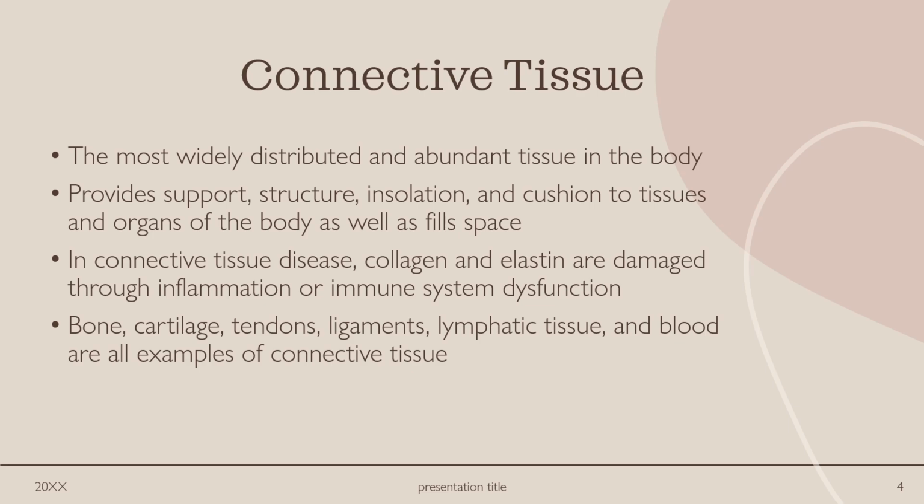Connective tissue is the most widely distributed and abundant tissue in the body. It will provide support, structure, insulation, and cushion to tissues and organs of the body, as well as fill space. In connective tissue disease, collagen and elastin are damaged through an inflammatory process or an immune system dysfunction. Bone, cartilage, tendons, ligaments, lymphatic tissue, and even blood are all examples of connective tissue.